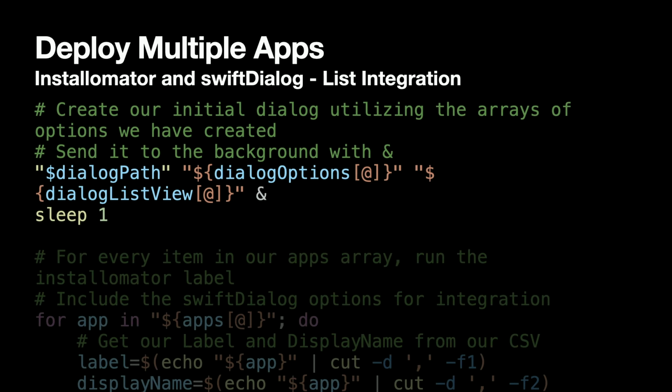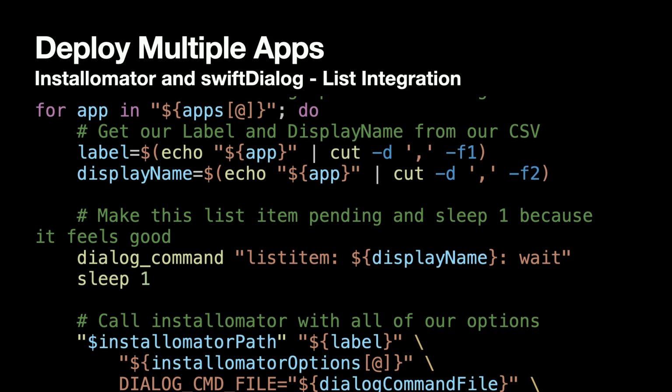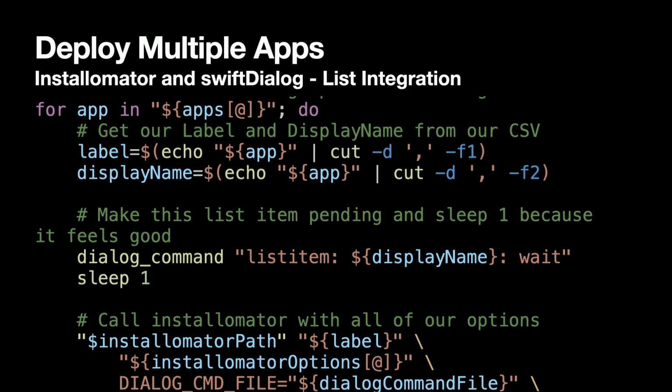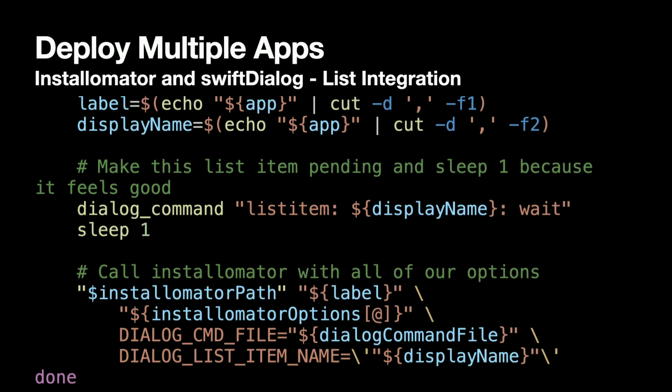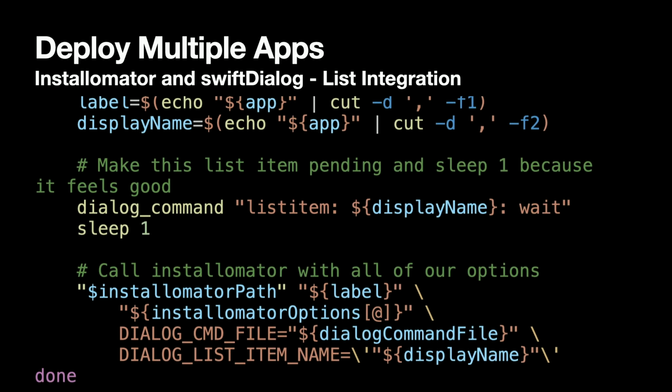And this is me actually calling that dialog window. This is why I like using arrays. This is a super long, complex command that's actually boiled down to these things. The path to the dialog binary, the options I want to use, and all of the list options that I've generated based off of that array of apps. And then I'm sleeping 1 second because I need a break sometimes. swiftDialog needs a break.